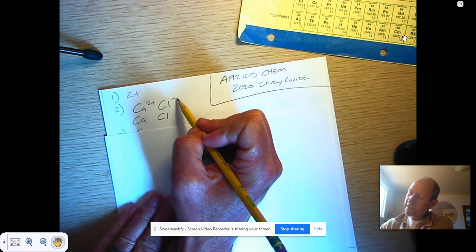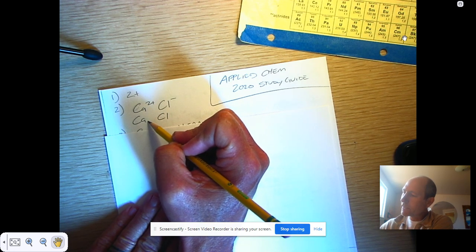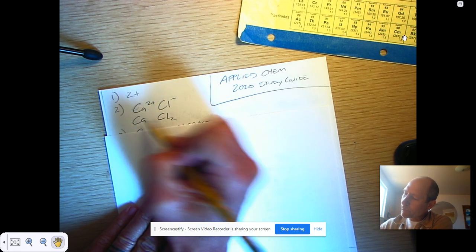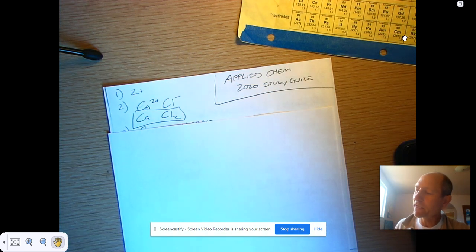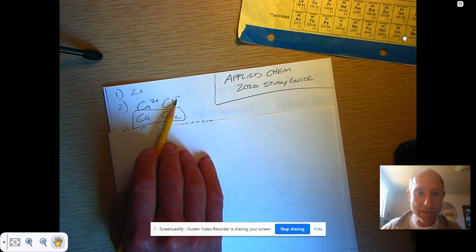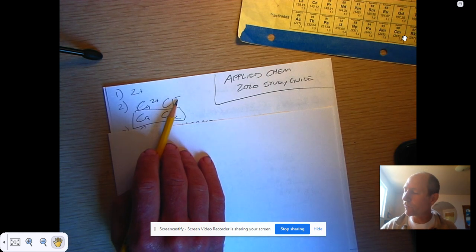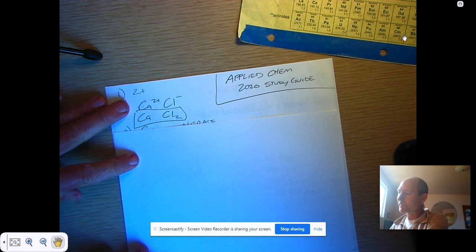And then we can write them again down here like that. And we can take this invisible 1 and we can put it right here, but it's still invisible. And we can take this 2 and we can put it right here. So the formula for calcium chloride would be CaCl2. You need 1 calcium and 2 chlorides. The reason you need 2 chlorides is because they only have a charge magnitude of 1, whereas the calcium has a charge magnitude of 2.